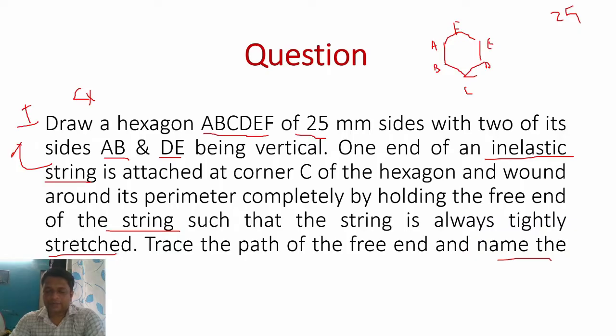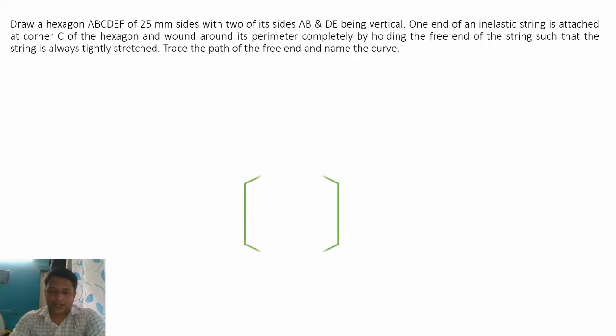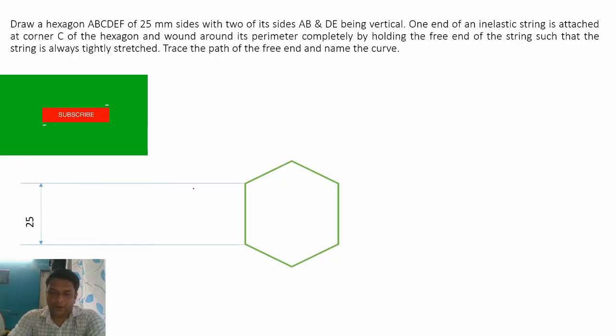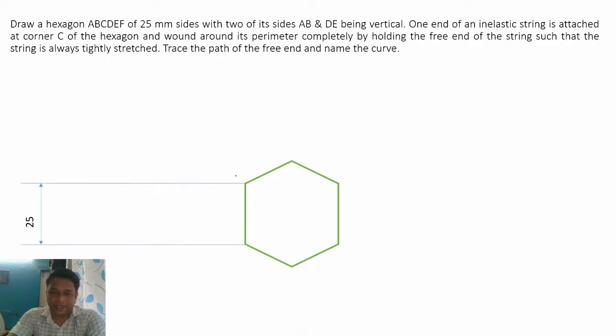So focus properly. First start by drawing the hexagon. The side of this hexagon is 25 mm. I hope all of you know how to draw the hexagon. If you have any difficulty, you can mention it in the comment box and we'll make a separate video on the hexagon. So first mention the 25 mm side of the hexagon and draw the hexagon in the proper sequence. Two sides should be vertical.